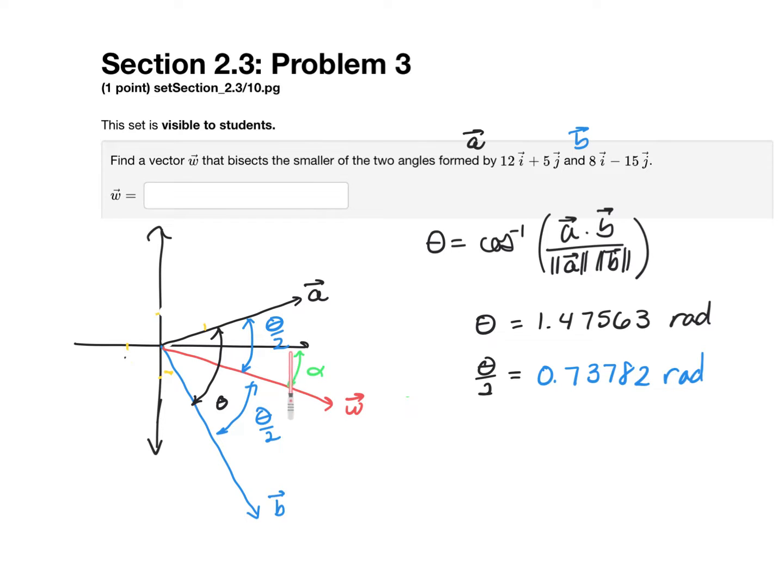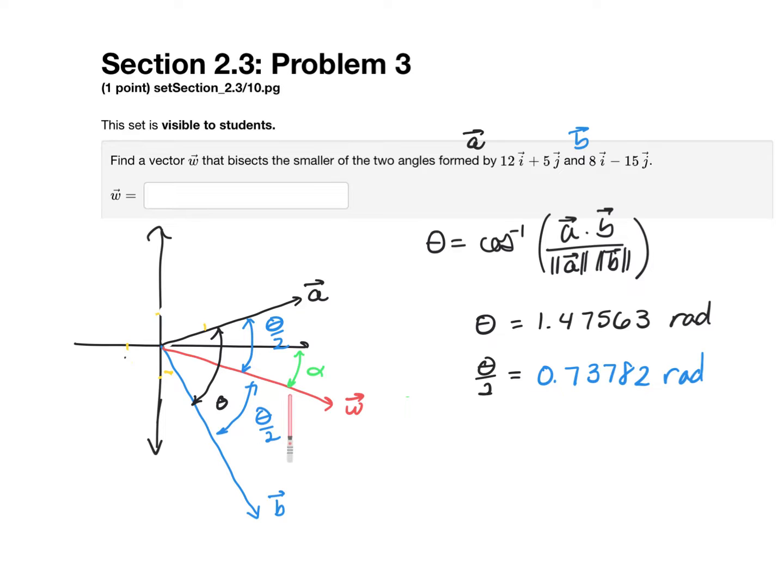Or I can find the angle that is formed between the x-axis and this vector B, and then I could subtract off theta divided by 2, and then I'll find this angle alpha. Again, make sure you put a negative on it because you're in a negative rotation. You're down in quadrant number 4.